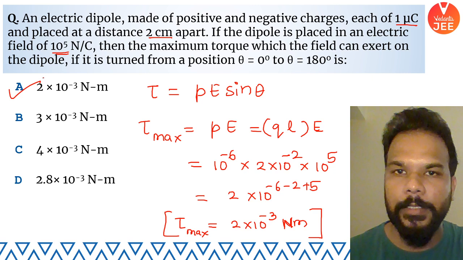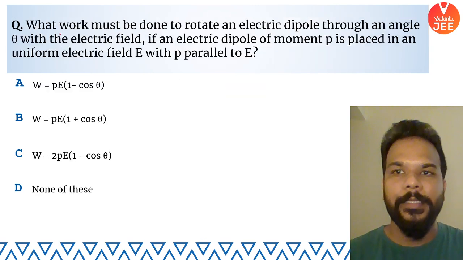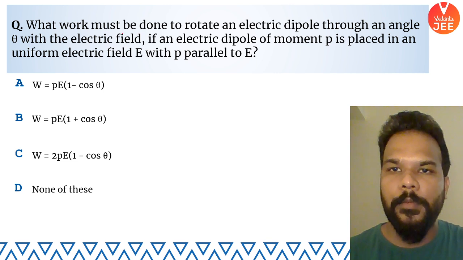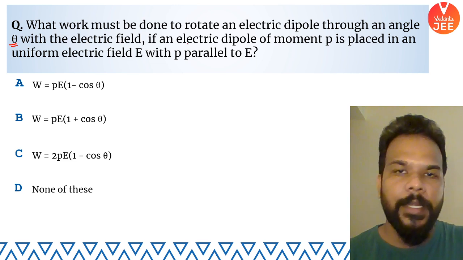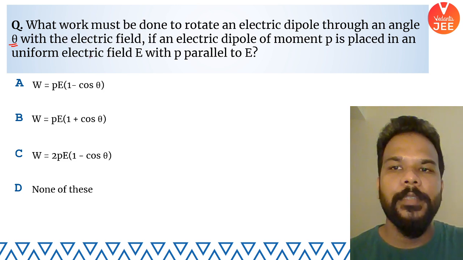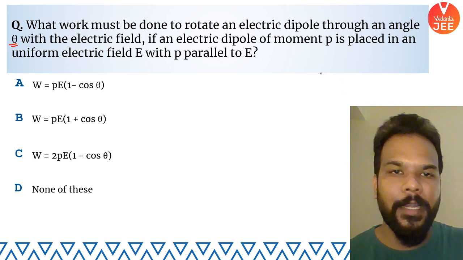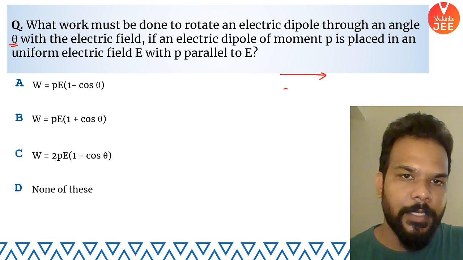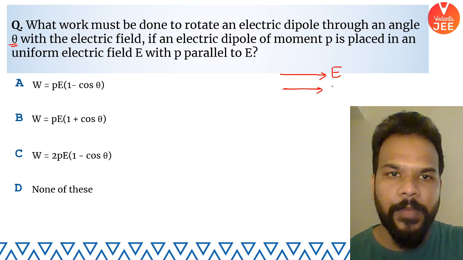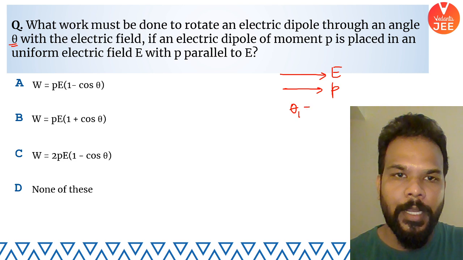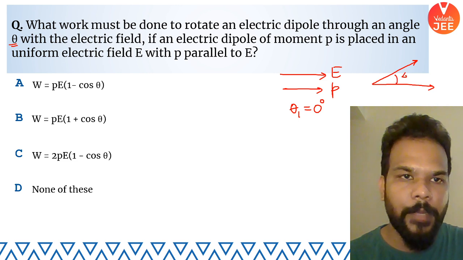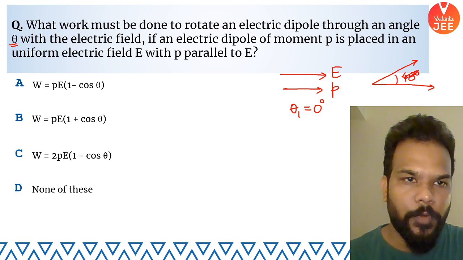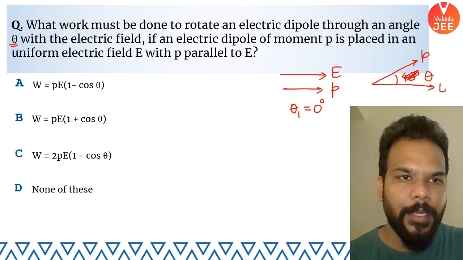Okay, great, guys, awesome. Now this says: what is the work that must be done to rotate an electric dipole through an angle theta with the electric field, if the electric dipole moment p is placed in a uniform electric field with p parallel to E? Initially this is the situation. This is your electric field, this is your dipole moment, so the initial angle is 0 degree. After that the electric field remains the same, and the dipole is rotated by an angle, sorry, not 45 degree but theta. So this is p and this is E. So theta 2 is theta.